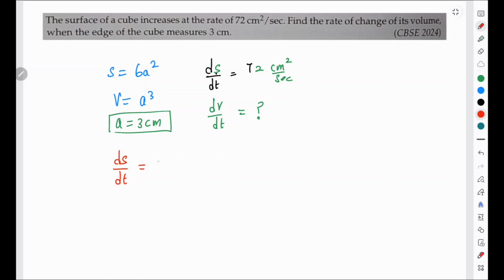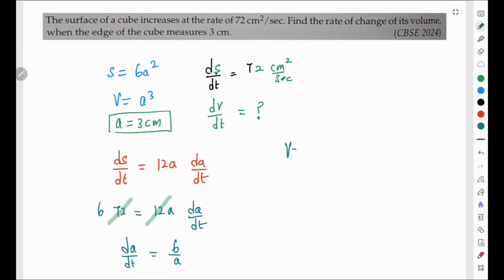dS by dt is equal to 12a da by dt, right? So we will substitute what is dS by dt. 72 is equal to 12a da by dt. So da by dt is equal to 6 by a. You can cancel, right? You can easily cancel these two things. It goes 6 times, right?